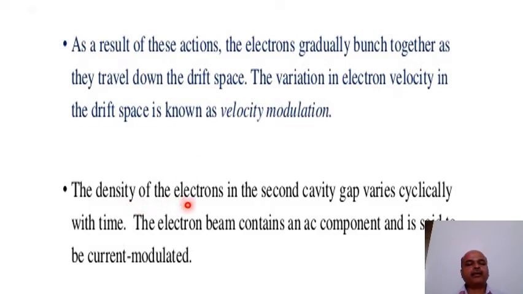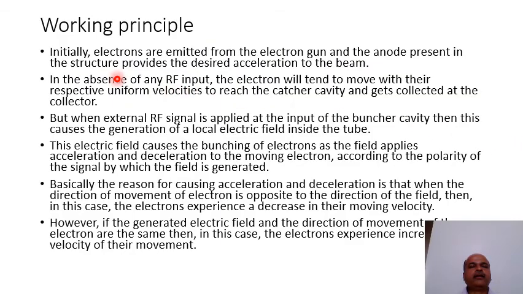The density of electrons in the second cavity gap varies cyclically with time. The electron beam contains an AC component and is said to be current modulated. So this velocity modulation and current modulation process is important in the two cavity klystron. Again, in detail, we can explain the working principle. You can mention the previous slide in your explanation, and add it if you have more time.